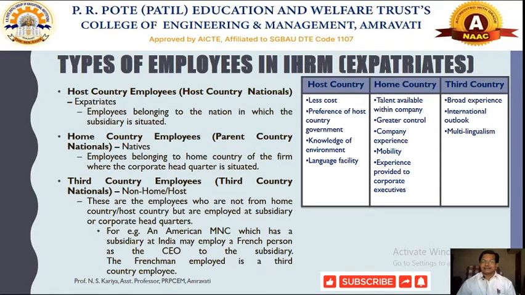As we discussed earlier, these are different kinds of employees. Let us see how they have been defined. This is called types of employees, and maybe it is called expatriate. How to spell expatriate? E-X-P-A-T-R-I-A-T-E-S, expatriates. The first kind of employee is called host country nationals. Generally they are called host country employees. These are also called expatriates, these are called natives, and these are called non-home and host employees.